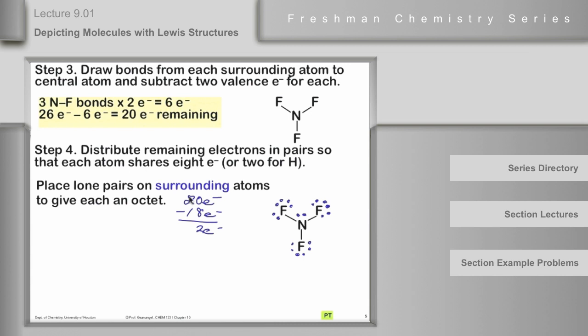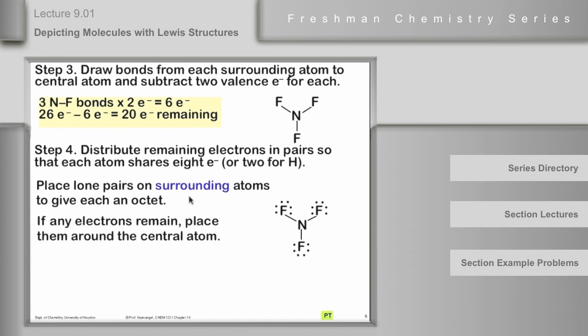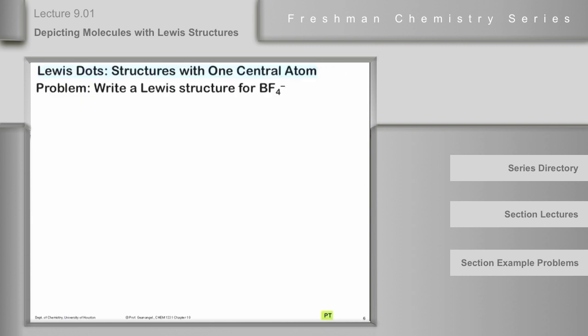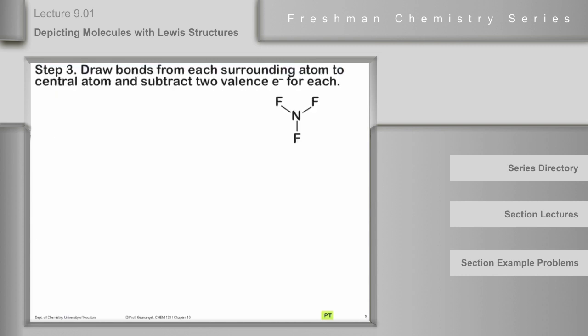Okay, so here's how it goes. 2, 4, 6, 8, 10, 12, 14, 16, 18, and then 2 more in the middle. Now we have to inspect for an octet to see whether we did this right, and we will look at each one of the fluorines. All 3 fluorines. Whoops, went one too far.